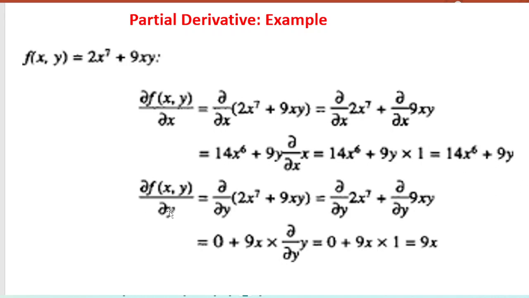Similarly, if we want to partially differentiate with respect to y, then delta by delta y of this function. The first term does not have y, so it will be treated as constant and will give us 0, and the second one will give us 9x into 1, that is 9x, so the answer will be 9x. So this is how we follow the partial derivatives.